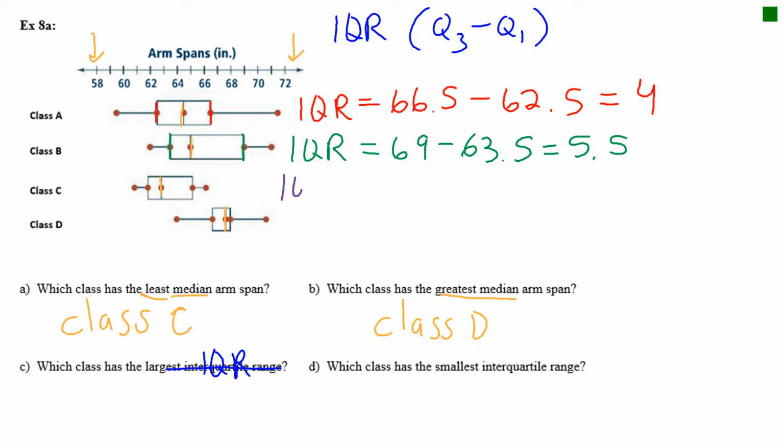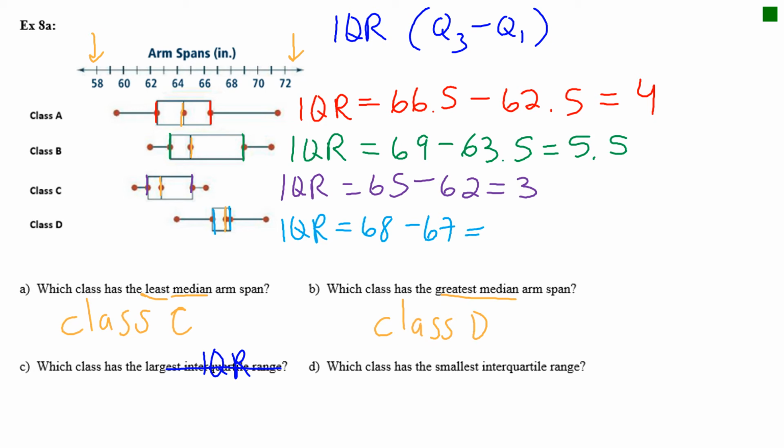Looking at Class C, Q3 looks like it's right there at 65, minus Q1, which looks like it might be 62. Subtracting those is going to give us 3. And then the last one will be Class D. Q3 is right here. It looks like it might be 68, minus Q1, which looks like it might be 67, roughly. Subtracting that gives you 1.